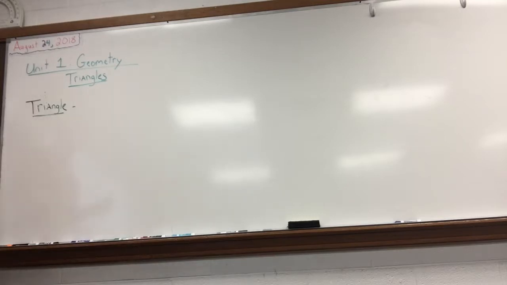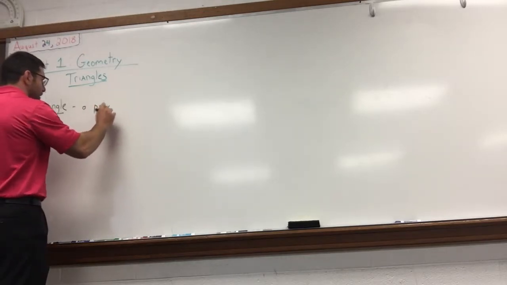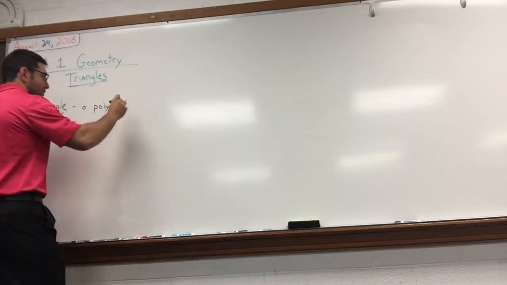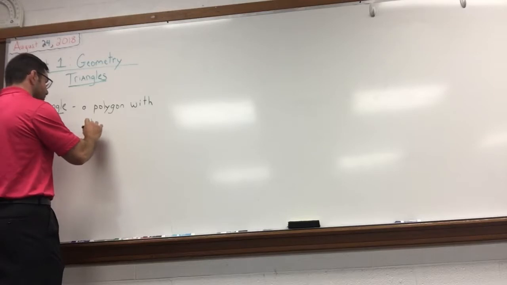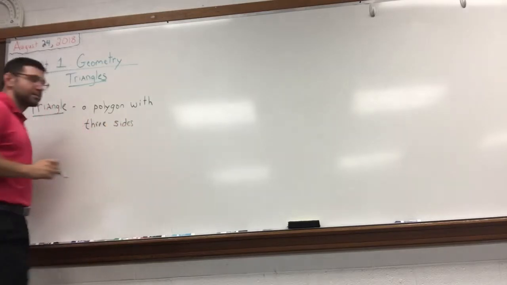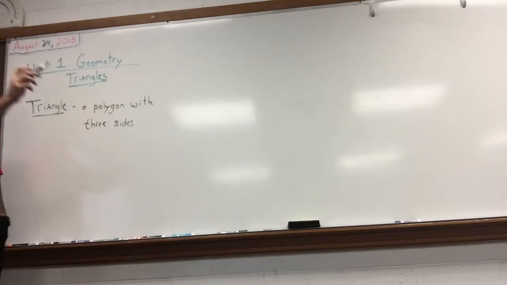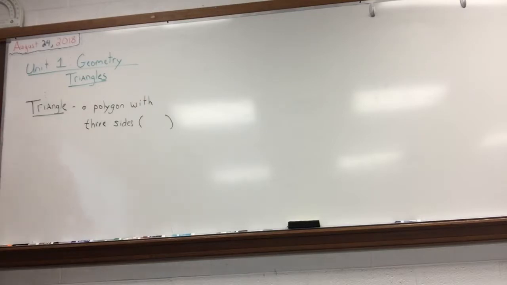So here we go. I'm going to give you a good geometric definition. It is a polygon with 3 sides. What geometric shape do the sides have to be? Are they going to be lines? Are they going to be rays? Are they going to be angles? Are they going to be segments? Are they going to be planes?